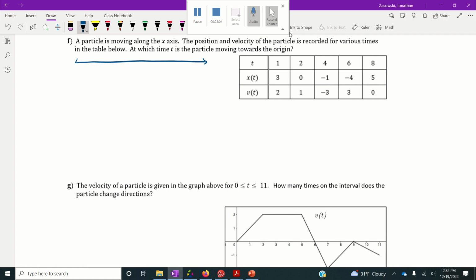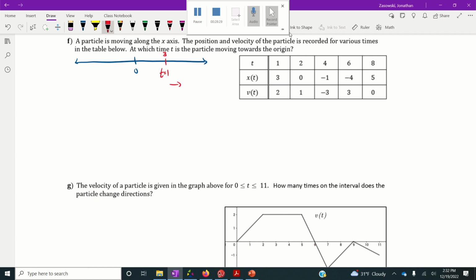So if you think about it, at t equals 1, let's say that 0 is located right here. So our particle at t equals 1 is located at 3. We'll put a 3 up here. That's t equals 1. And it currently has a positive velocity. It's moving to the right. That's not moving toward the origin, okay?